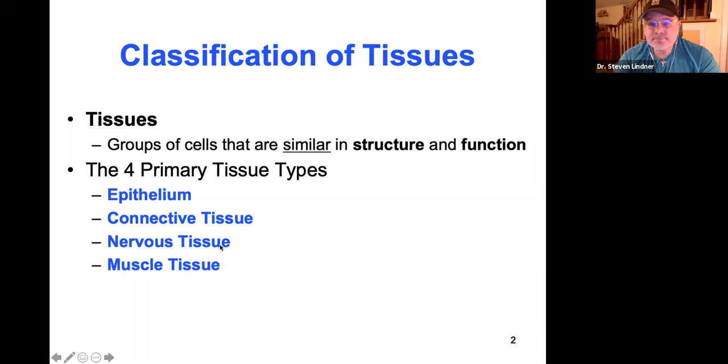Under neural tissue, you hear me say neural instead of nervous. I'm not a big fan of using the word nervous. I'm not a nervous person. I like the word neural.